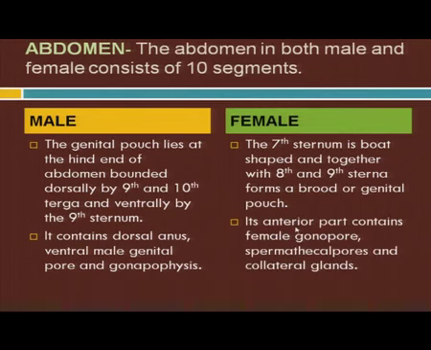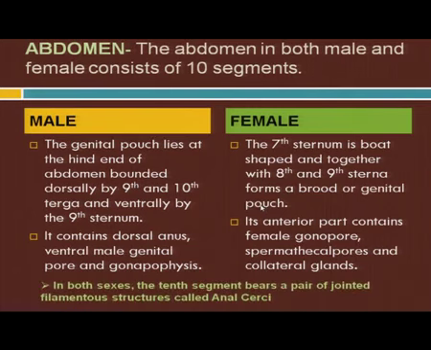Its anterior part contains the female gonopore, spermathecal pores, and collateral glands. Again, this we will discuss when we study the female reproductive system of a cockroach. But for now, you need to remember the location of the genital pouch in the case of male and female. I hope this is clear.